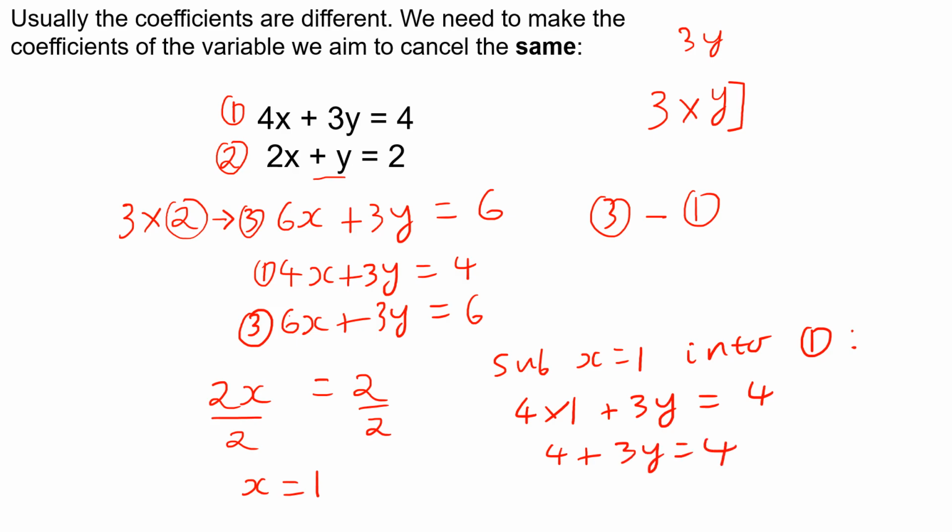I could subtract 4 from both sides, so I get 3y equals 0. Divide both sides by 3, so I get y equals 0. So my final answers are that x equals 1 and y equals 0.